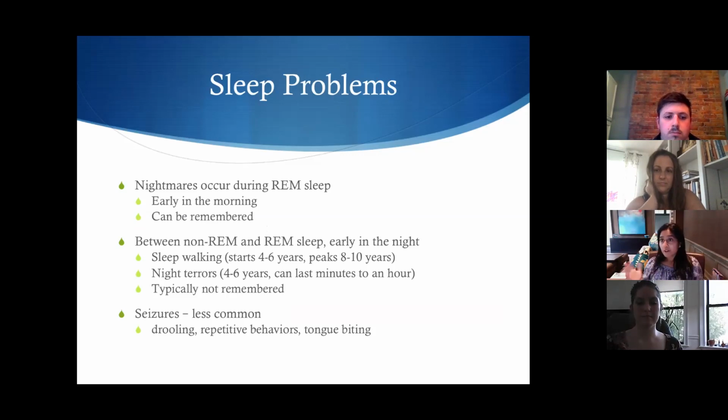So there are different kinds of sleep problems that can occur. One of the most common ones are nightmares. So we've all had nightmares. Those are those bad dreams that you still remember the next day. Those usually occur during that REM stage of sleep. They are typically early in the morning, and they typically can be remembered. So usually a child will remember that they had a nightmare.